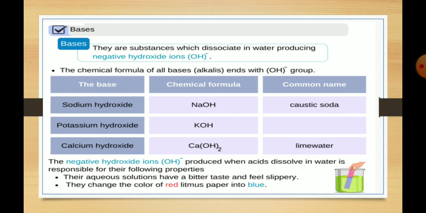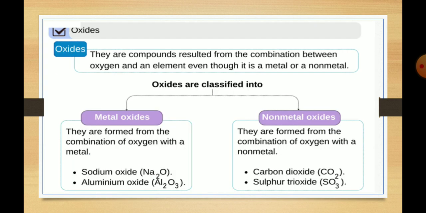Number 2, what about bases? They are substances which dissociate in water, producing a negative hydroxide ion. So the negative hydroxide ion produced when the base dissolves in water is responsible for the following properties. Number 1, their solutions have a bitter taste and feel slippery. Number 2, they change the color of red litmus paper into blue.